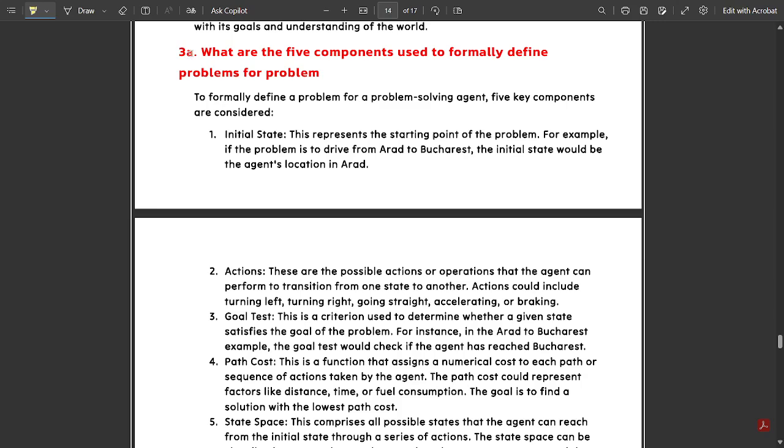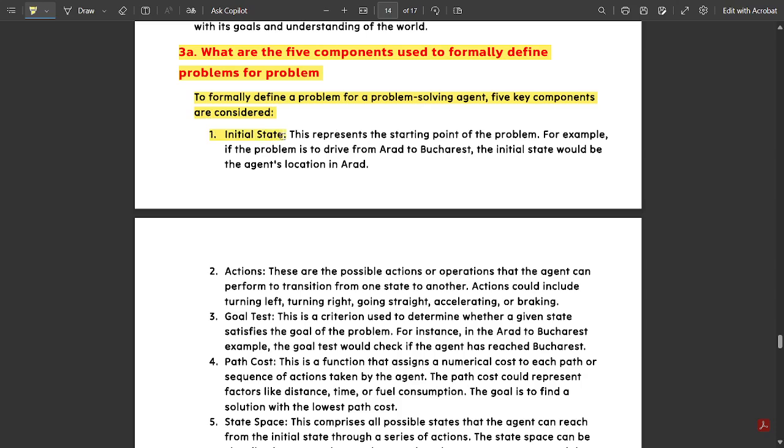The first question of this video is from module 2, that is 3A. What are the 5 components used to formally define a problem? That is, to formally define a problem for a problem solving agent, 5 key components are considered. The module name is problem solving agents, how problems are solved. So to formally define a problem, we have 5 key components.